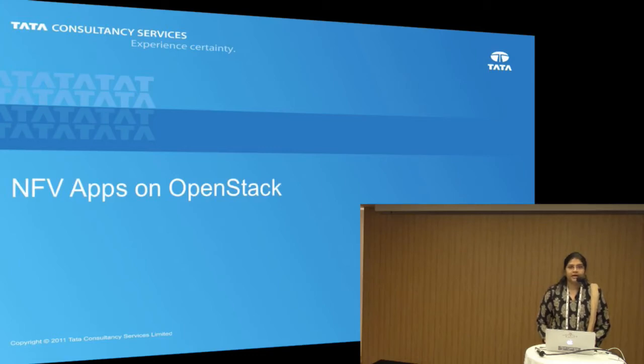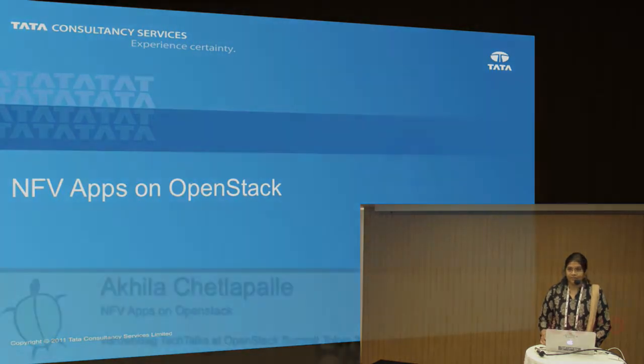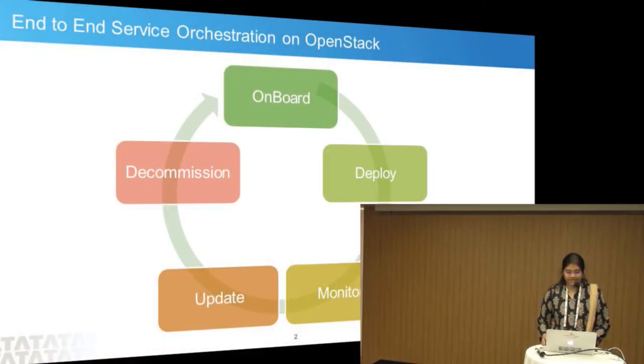Good morning. I'm Akhila. I would be presenting NFV apps on OpenStack, specifically with the use case of building verification sandboxes for network functions built on virtualized VNFs. So when we talk about virtualized network functions, a couple of things come to our mind.